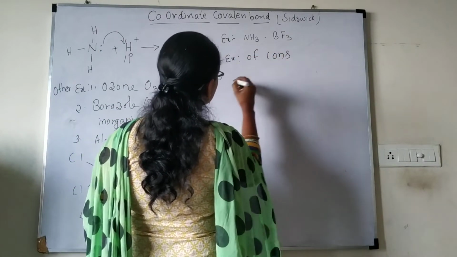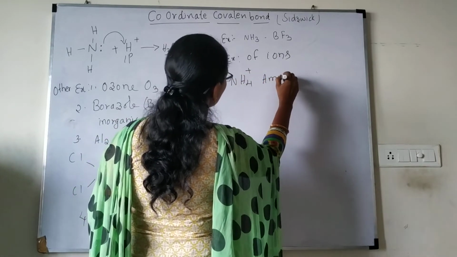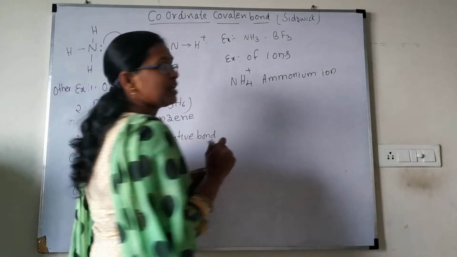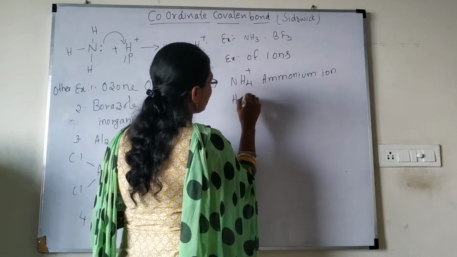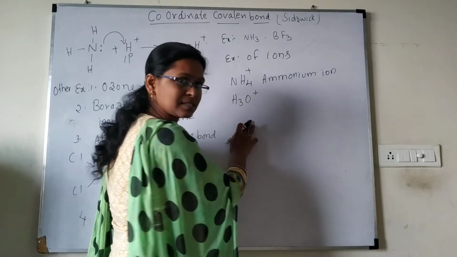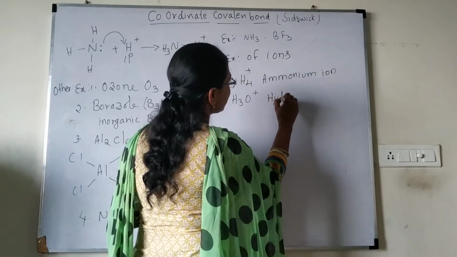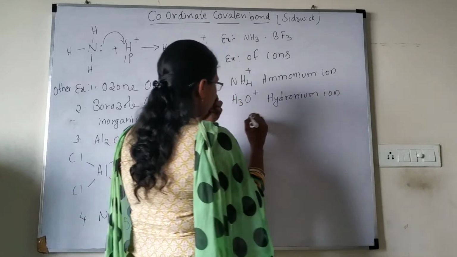You take here, just now we have explained NH4 plus, this we are calling ammonium ion. NH4 plus means ammonium ion. And another one, H3O plus. H3O plus means this is hydronium ion. This is forming from the water molecule.